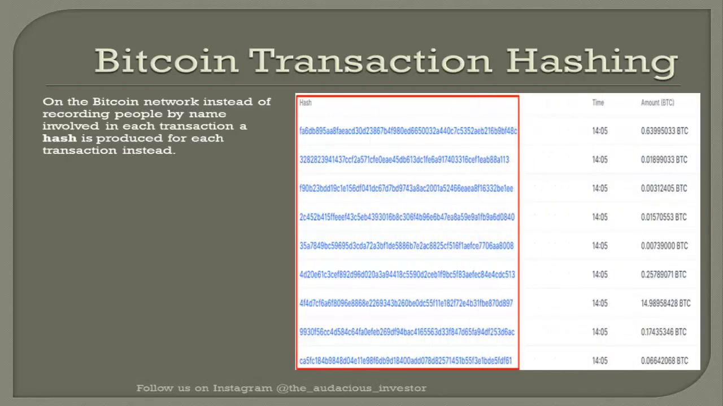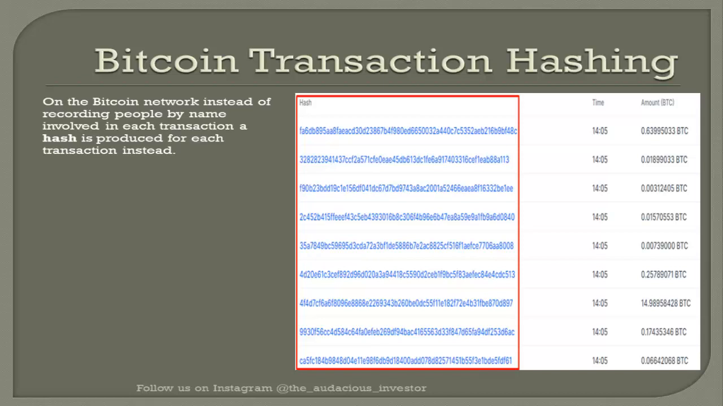What is hashing basically? On the Bitcoin network, instead of recording people by name involved in each transaction, instead of saying John sent a payment to Adam and Adam sent a payment to Sally, we don't actually know the individuals' names. Instead of doing that for each transaction on the Bitcoin blockchain, what occurs instead is a hash. And a hash is basically produced for each transaction instead.